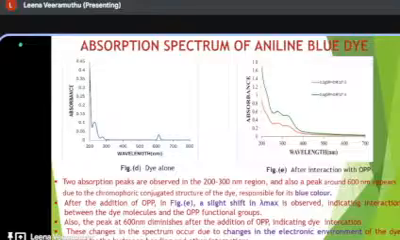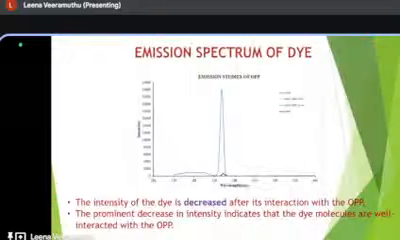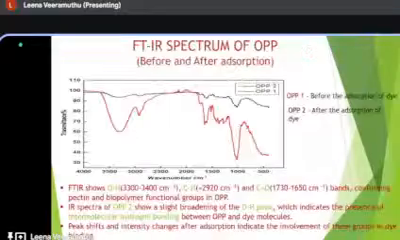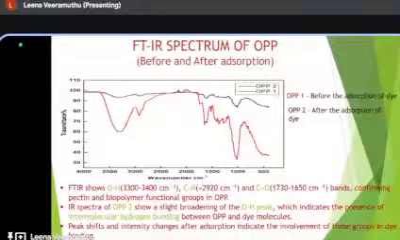Further, emission studies of the dye were carried out, and the dye alone shows very high emission intensity around 370 nanometer. However, when the dye is mixed with OPP at different concentrations like 10 to the power minus 5 and 10 to the power minus 6, the intensity decreases significantly. This quenching confirms that the dye molecules interact with the OPP. Further, the functional groups present in the OPP were studied. In the spectrum given, the red peak indicates OPP before dye adsorption and the black peak indicates OPP after dye adsorption.